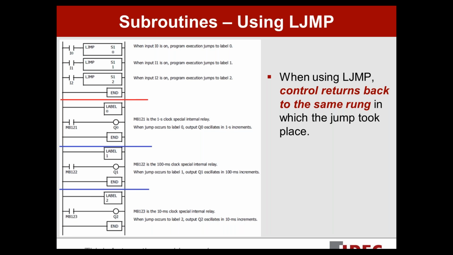So in that example, if input 0, input 1, and input 2 are all three on, input 1 and input 2, those subroutines will never get executed, because when it sees I0, it jumps to label 0, executes that subroutine, and then it goes back to the same rung in which the jump took place. Okay, that's how label jump works.